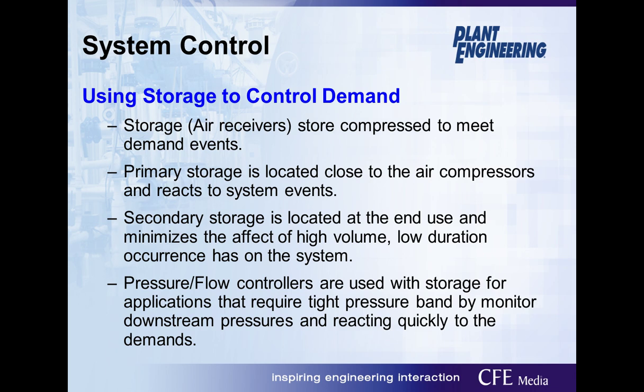So another part of our control scheme you want to be aware of, and again, it gets back to system dynamics, is being able to use storage to control the demand. Air storage is really receivers. It's big tanks that are used to meet any demand events. The ones that are close to the compressor are called primary storage, and they react to any system demand. Then you look at secondary storage. Secondary storage we locate near the end use to handle those high volume intermittent uses that happen in a system and minimize their impact on the system.